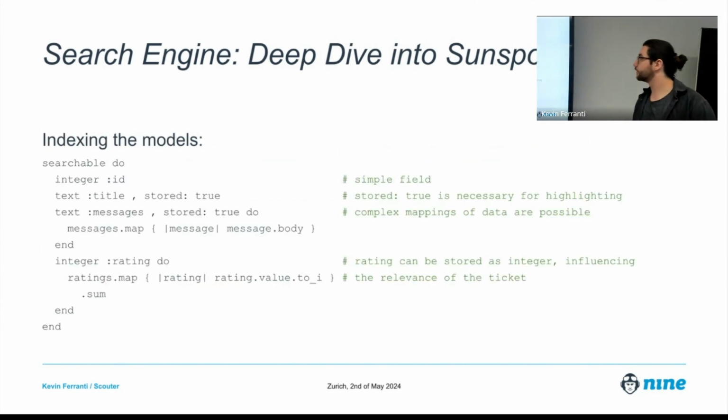Next up, how do you actually define what should be indexed? You can see there's a searchable block. I'll go to the side to show. You have an ID that is an integer. Then you can define a title. You can say stored should be true, which just means that it can be highlighted. If you don't do that, you cannot highlight. You can have multiple messages, and you can map them from a different model to the main model. For example, the messages are not in the ticket model, but in a different model. And the ratings, you can also sum them up here, which will save time later.